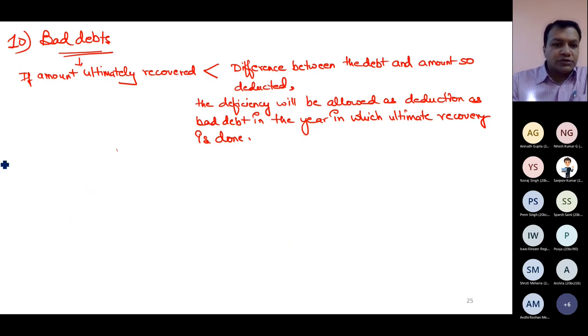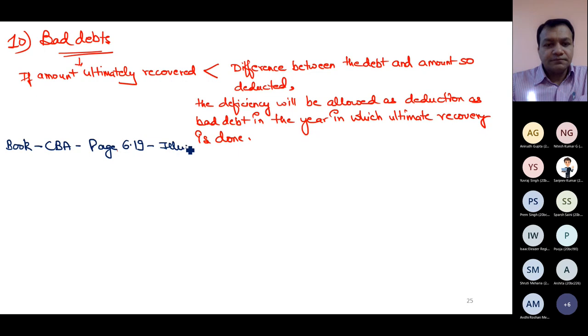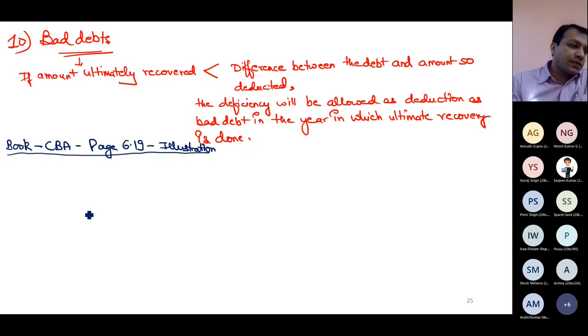So this is a small illustration from my book Concept Building Approach, page number 6.19. Small illustration. How do we tax the amount of bad debt? Very simple.